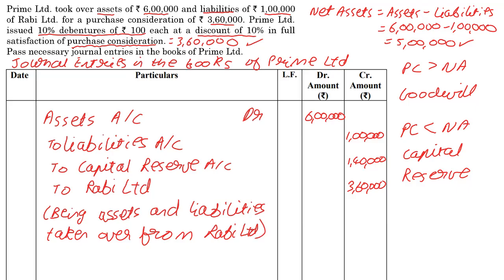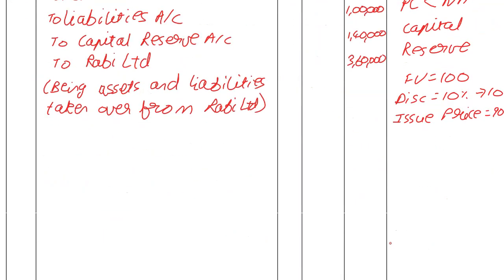Next, we have to issue the securities, and they're saying that it is at a discount of 10%. So if the face value is 100 and the discount is 10%, means 10 rupees. So our issue price is 90 rupees. And I have given a formula before, I'm writing it down again.